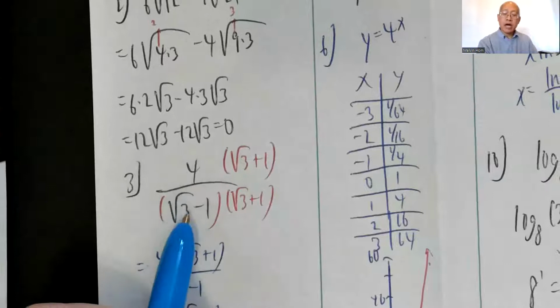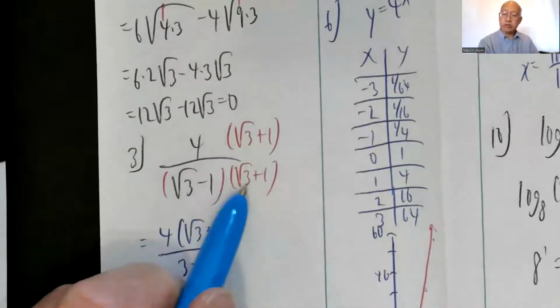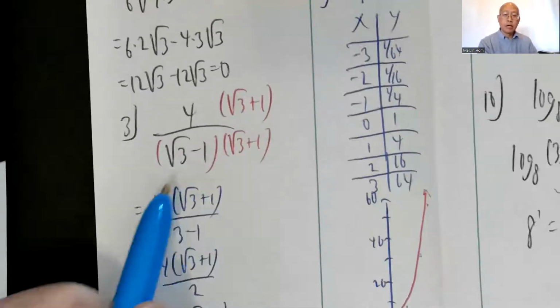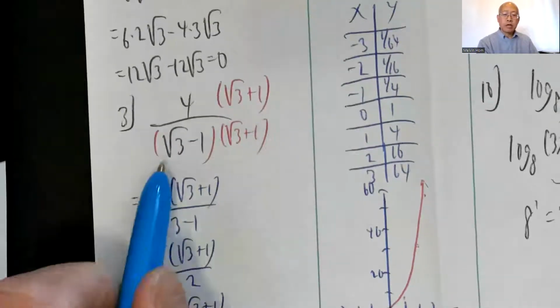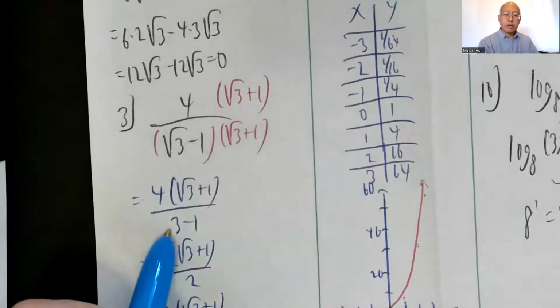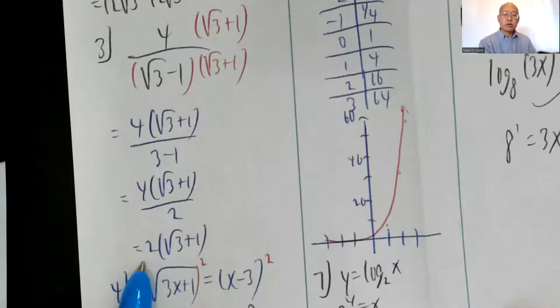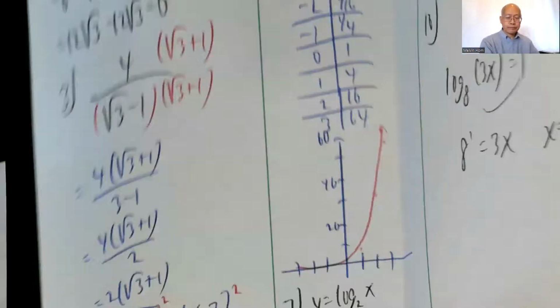Number 3, multiply by the conjugate of the denominator. The conjugate of radical 3 minus 1 is radical 3 plus 1. So do that top and bottom. Leave the top alone. The bottom becomes a squared minus b squared. Square root of 3 squared is 3, minus 1 squared is 1. 3 minus 1 is 2. Cancel the 4 with a 2. So 2 times radical 3 plus 1.